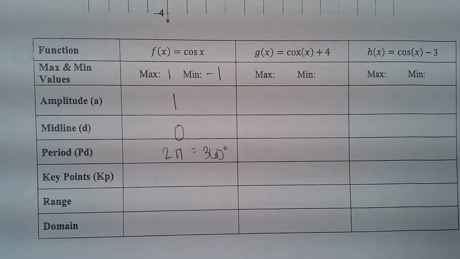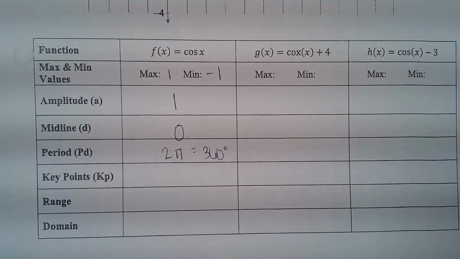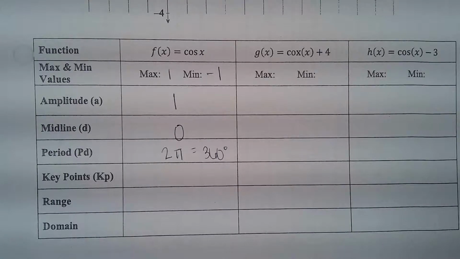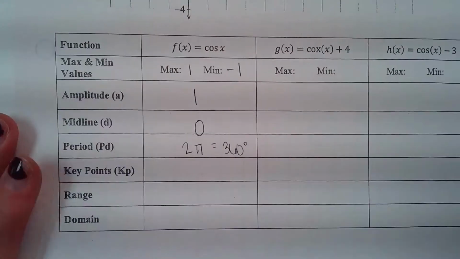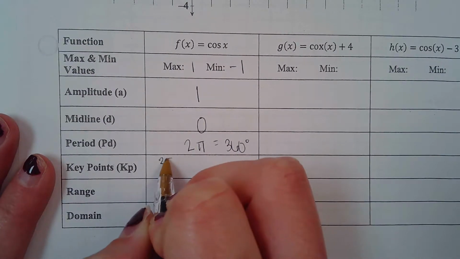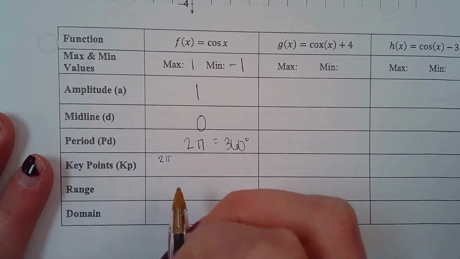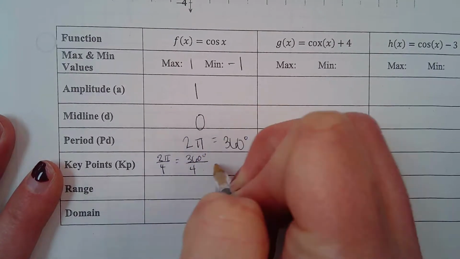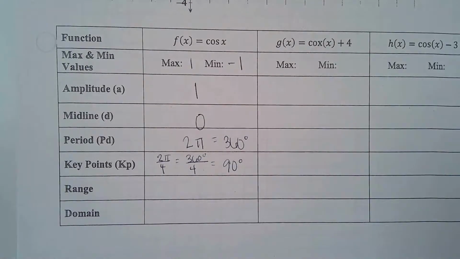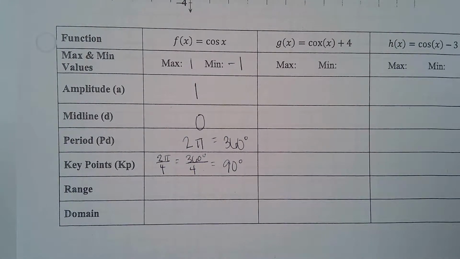Okay, your key points. We talked about that briefly yesterday. Do you remember how to find those? Period divided by 4, because you've got the side, the top, the side, the bottom of your Ferris wheel. So same idea: your max, your 0, your min, your 0. Whatever your period is divided by 4, so we'll do 2 pi divided by 4, or gosh, y'all want to do degrees or radians? Okay. 360 divided by 4, so we get 90. That means every 90 degrees you're having a key point, right? Are we good with that? So that's either a max, a 0, or a min, or a midline instead of a 0.